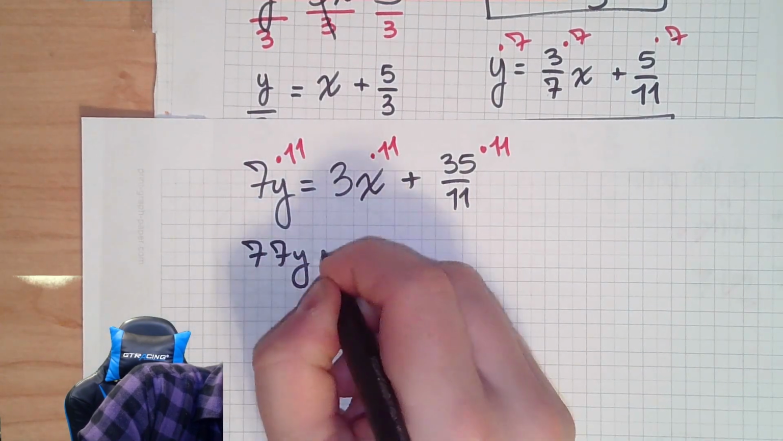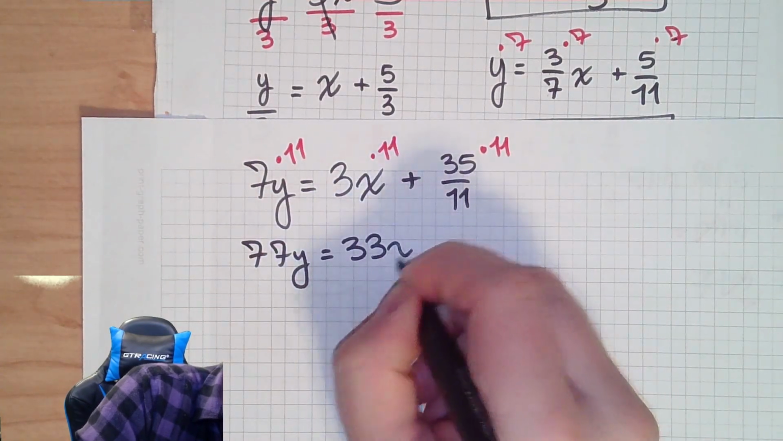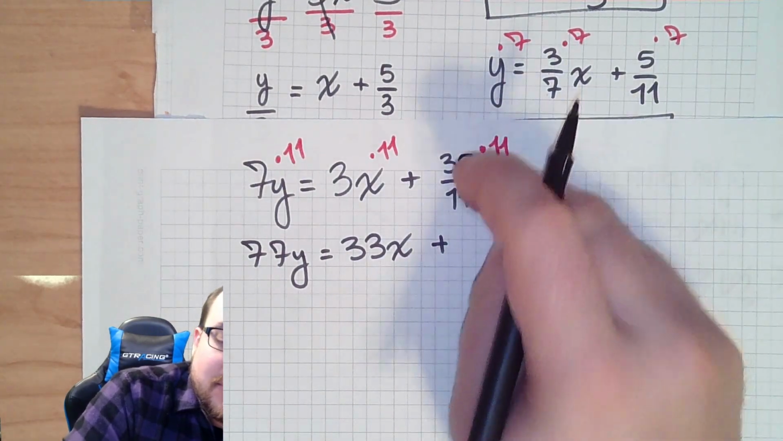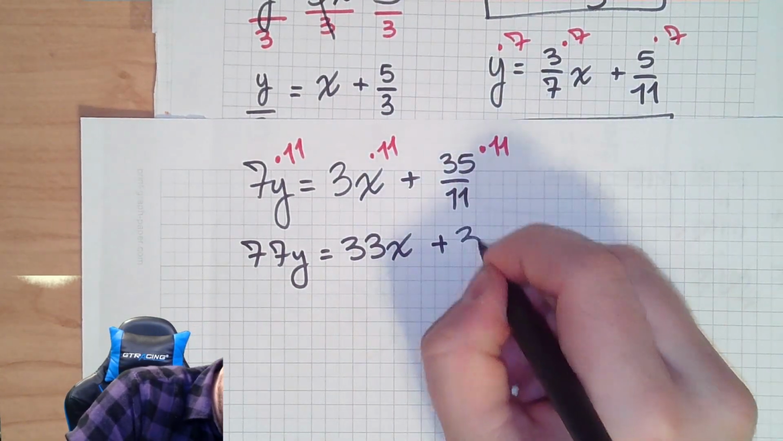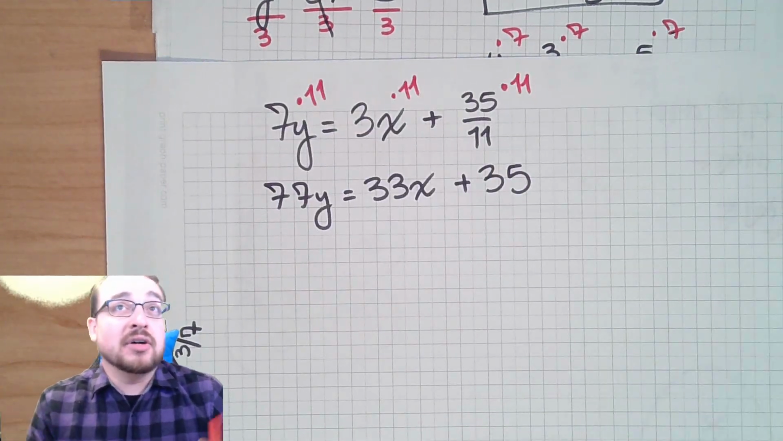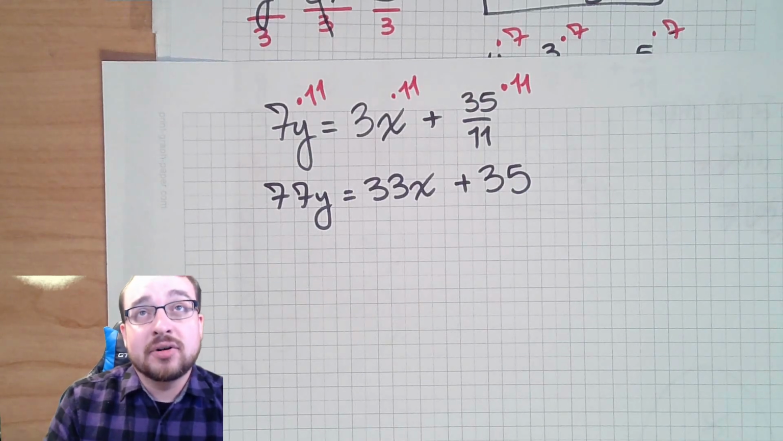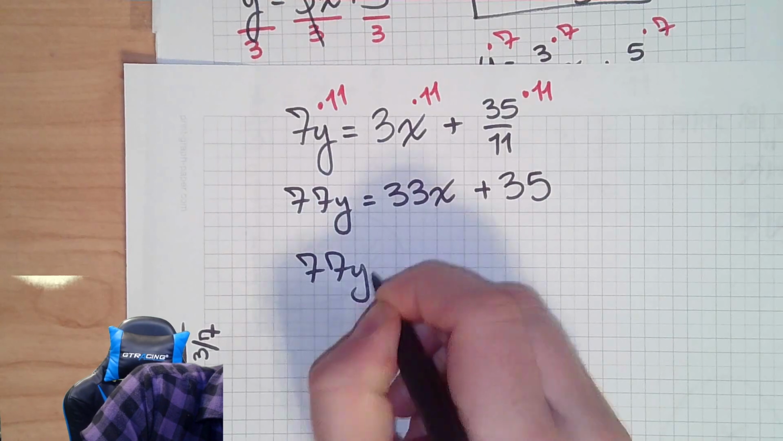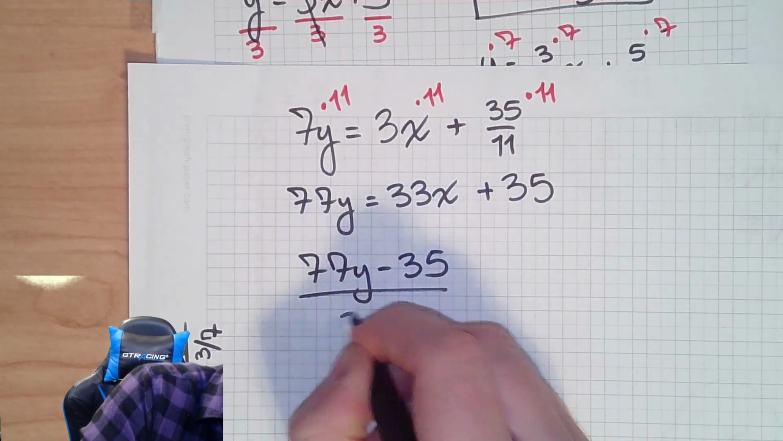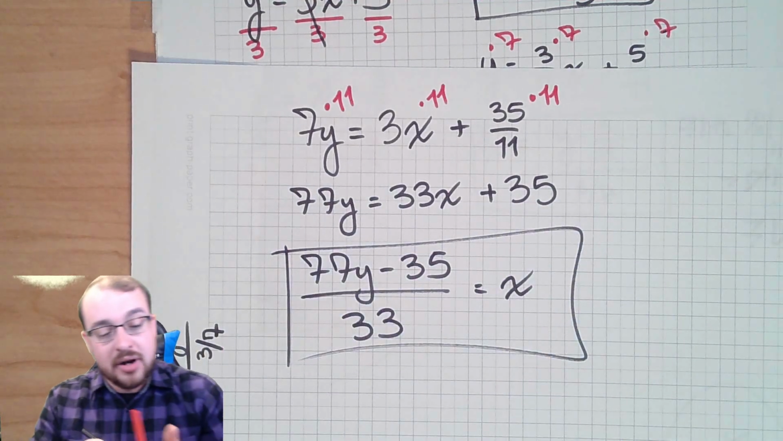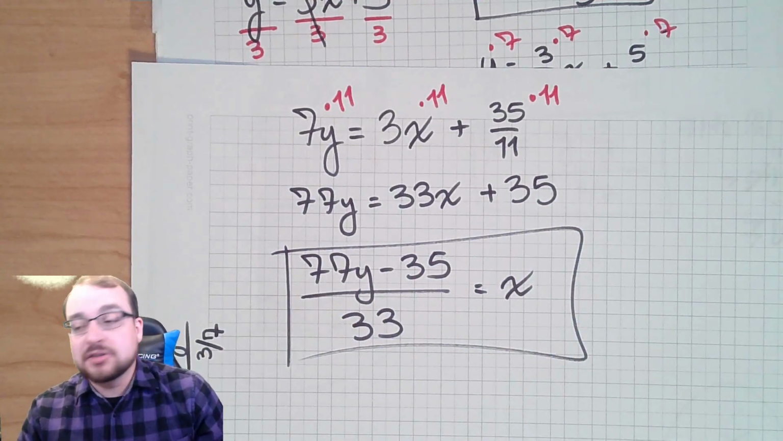You get 77y, 33x. And then, of course, I did this so these would divide out. 11 divided by 11 is 1, times the top is 35. And while the numbers are bigger, I don't have fractions anymore. And so now I can solve it just like a regular problem. If I want to get x on its own, I'll subtract 35 and divide by 33. Bigger numbers, but at least they're not fractions.